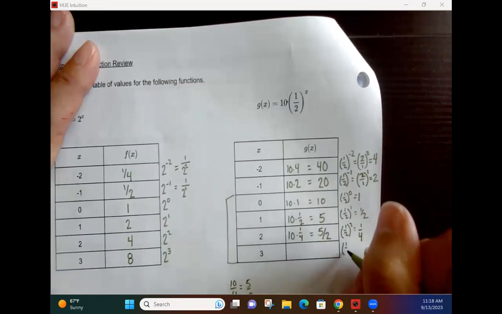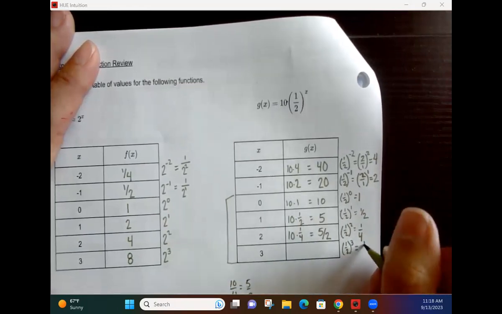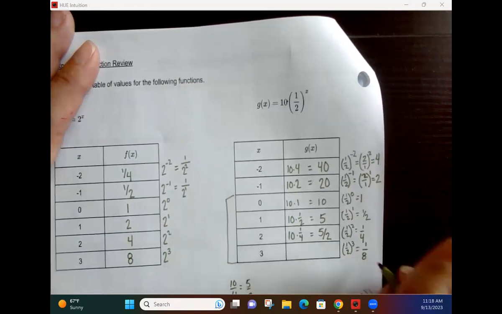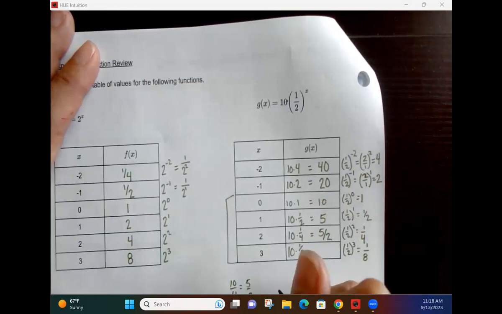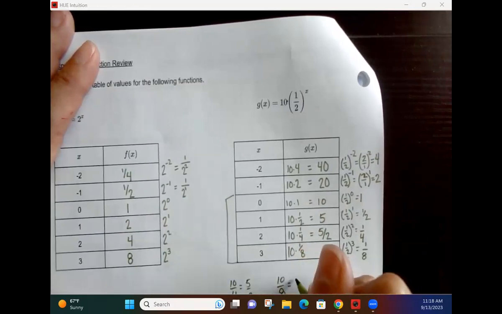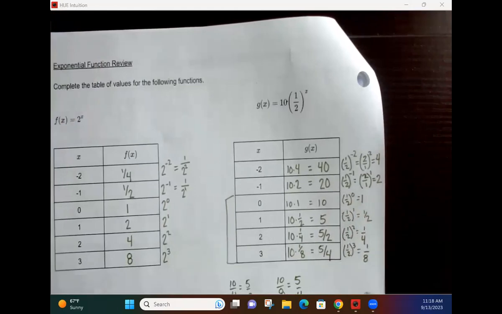And then 1/2 cubed. 1 cubed is 1. 2 cubed is 8. So we have 10 times 1 over 8. That'd be 10 over 8, which again, we can reduce. This would be 5 over 4. The trickiest part about g of x is making sure that we saved the multiplication for the end and followed order of operations.